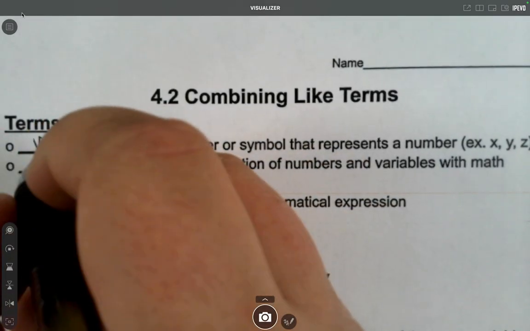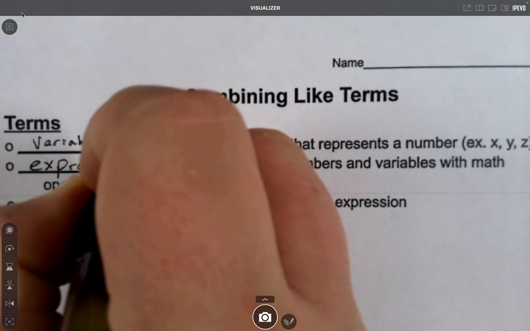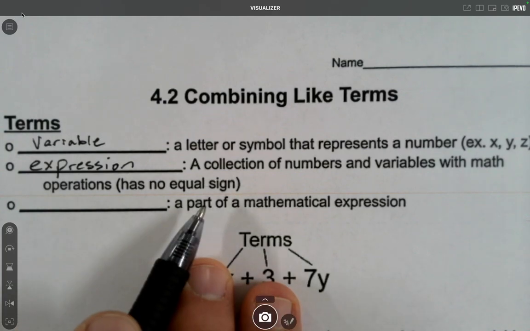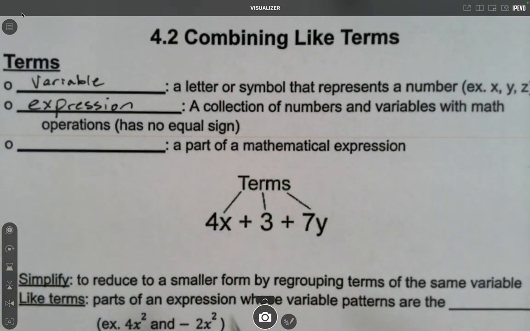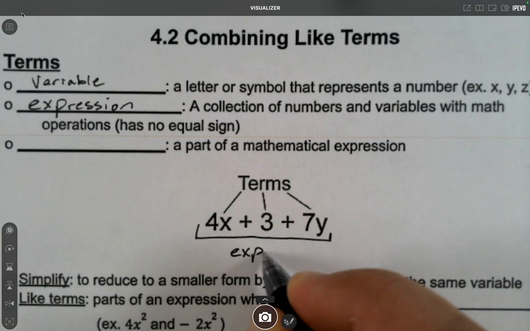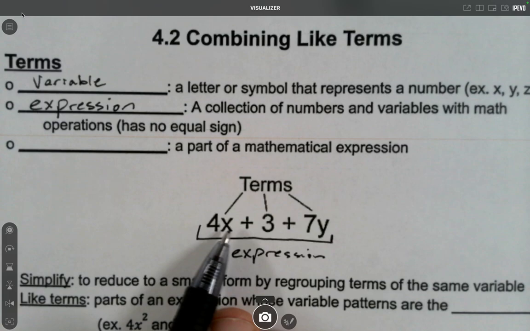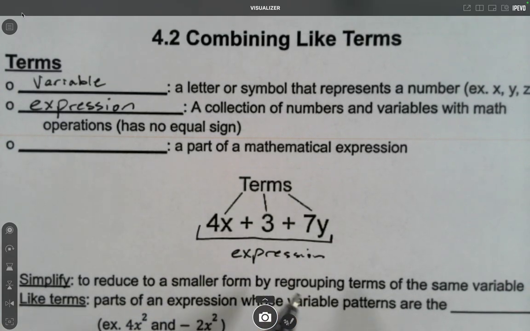And then an expression. An expression is a collection of numbers and variables with math operations. It also has no equal sign. If it has an equal sign, then it's an equation, not an expression. So like this thing down here as a whole is an expression. It has numbers, has variables, and it has math operations, like the pluses here. It can also have minuses, times, divided, all those things.